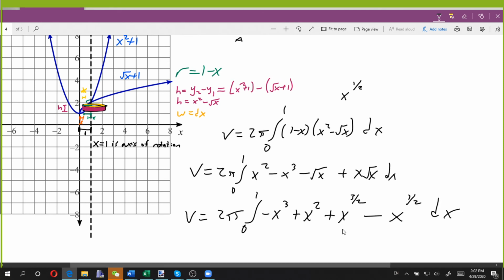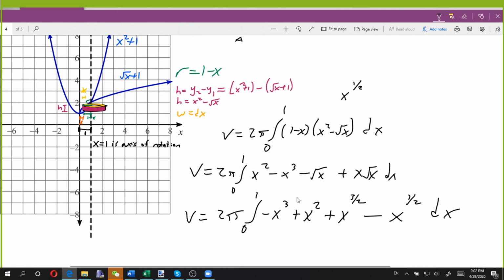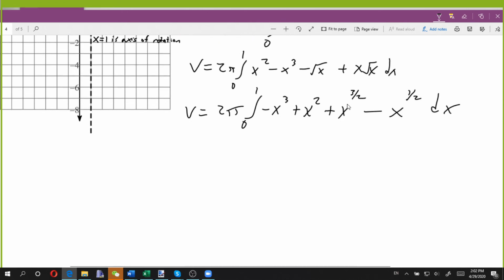So I did two things really in that step. I probably should have done that as two separate lines, but I reordered these from greatest power to smallest power. And we converted these into a power format, so into exponents.